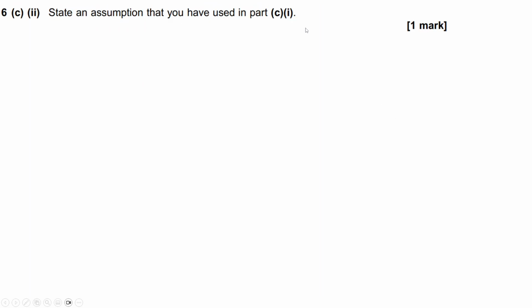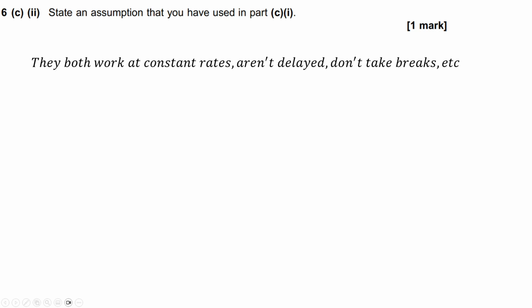Say an assumption that you've used in part of C I. With this, you're just putting down stuff like this, like they don't take any breaks. There were no obstructions in the road. They didn't run out of paint, maybe, or whatever. I can't even remember what the context of the question was, but something related to the context, ideally.